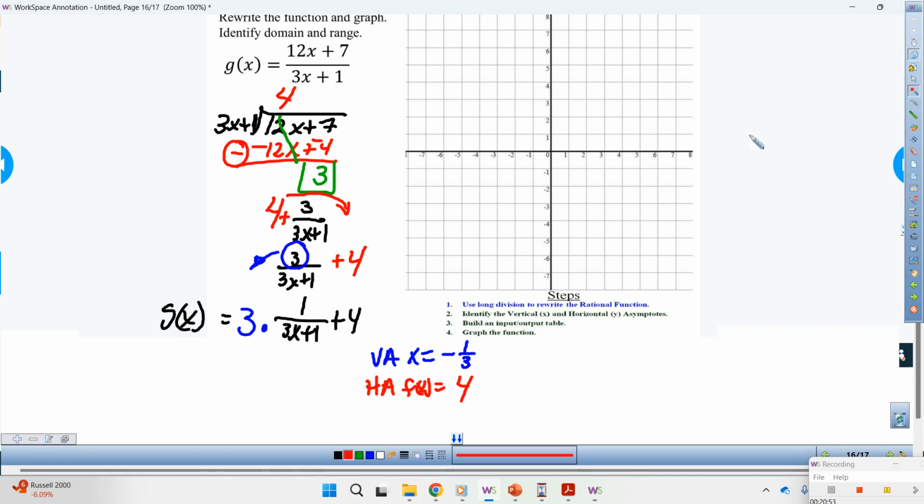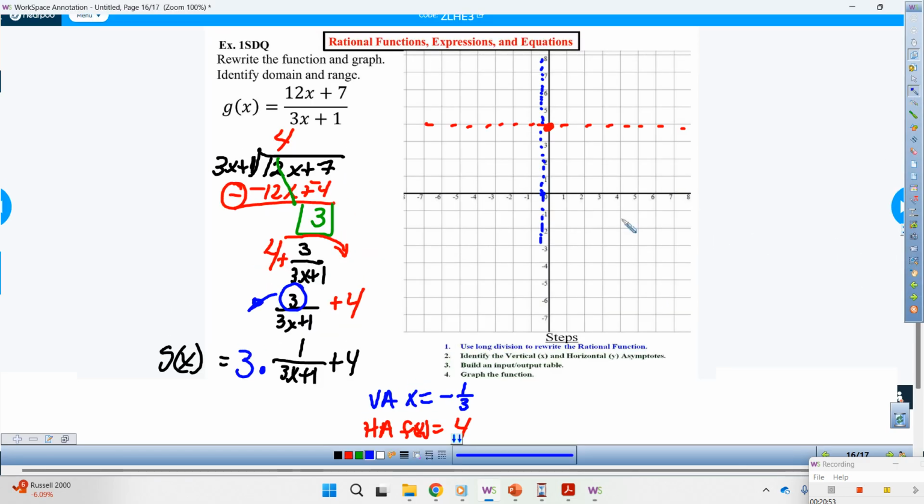So we got 4. And then we got negative 1/3. And now we're ready to graph. Okay. So, here's the center of my asymptote. Right there. Let me zoom in.